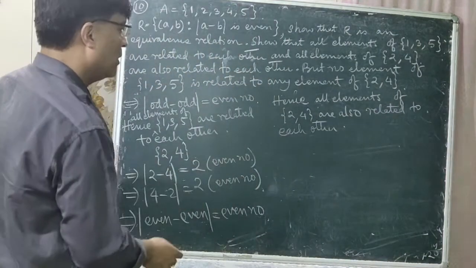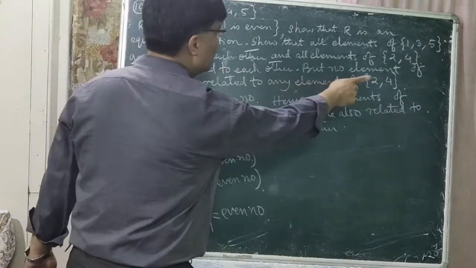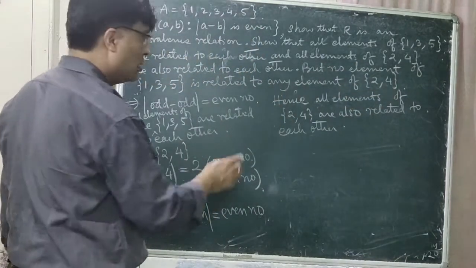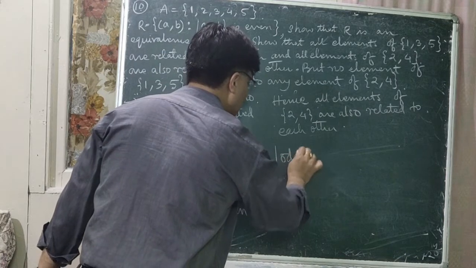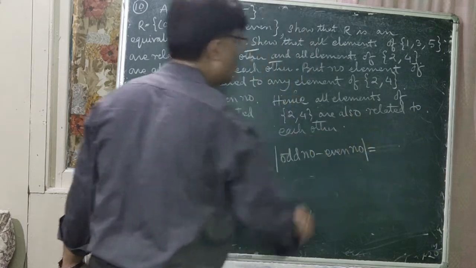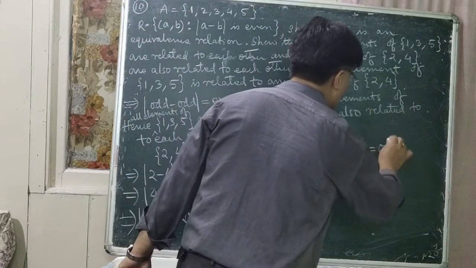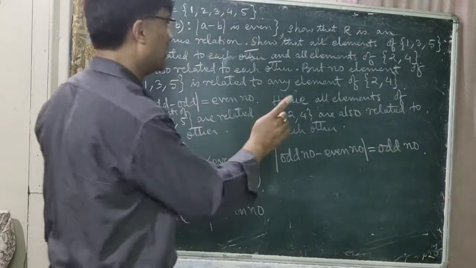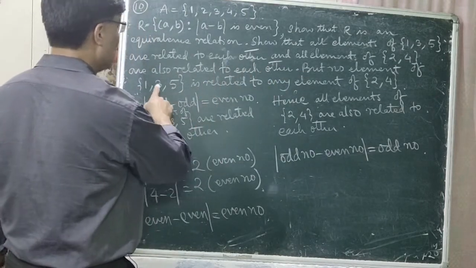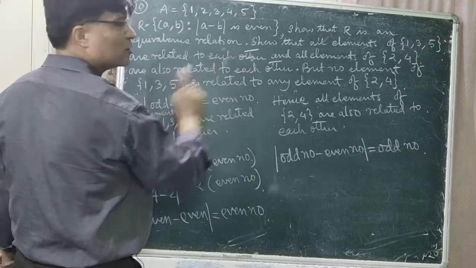So you can write that is, but no elements of 1, 3, 5 is related to any element of 2, 4. That is, this is your odd number and this is your even number. So you know that odd number minus even number will give you what? Odd number minus even number will give you odd number. Is that clear? That is 1 minus 2 is 1, 3 minus 4 is 1, 5 minus 4 is 1, 3 minus 2 is 1, 5 minus 2 is 1.